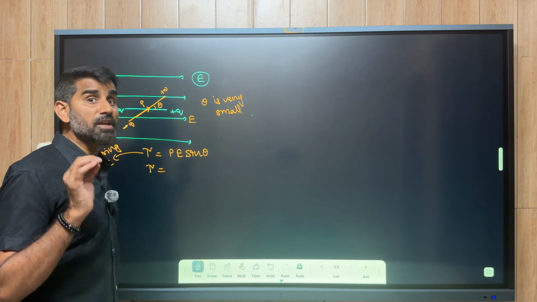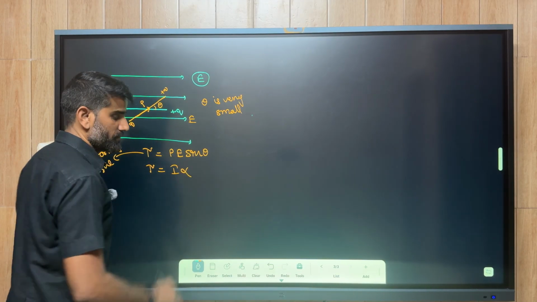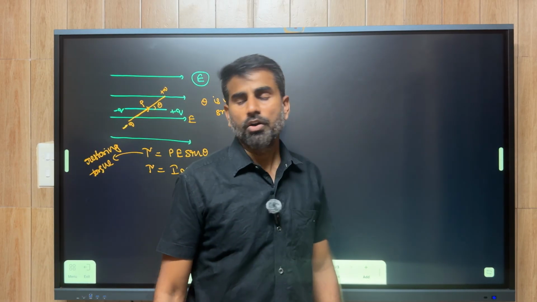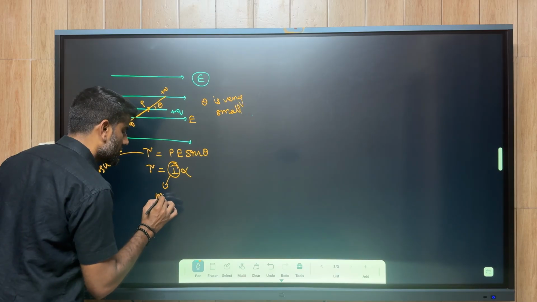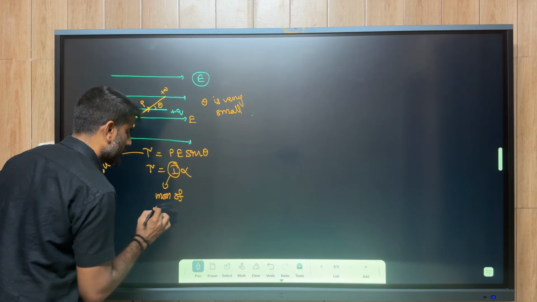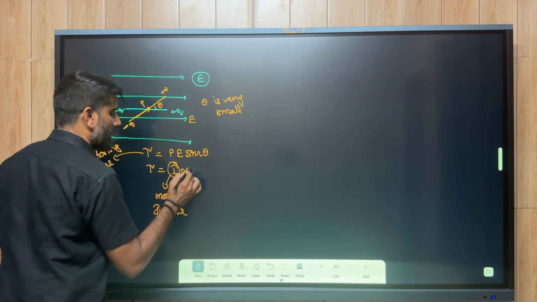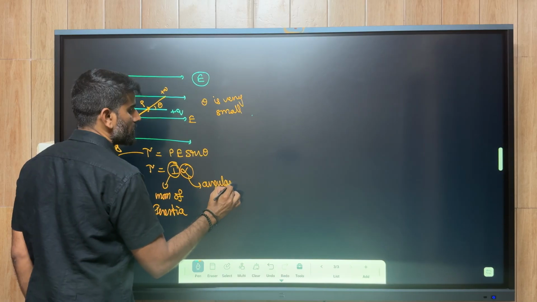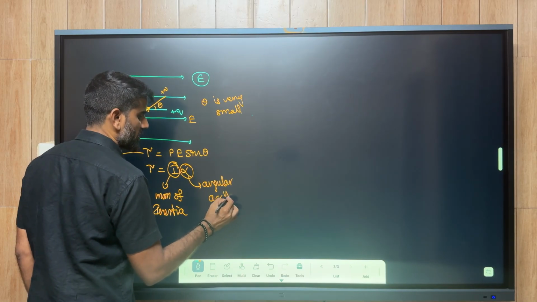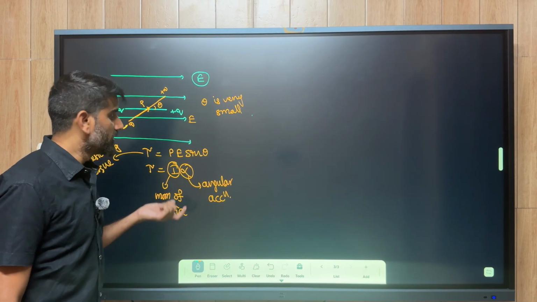The minimum torque that I have created is torque tau is equal to I into alpha, where I is moment of inertia and alpha is angular acceleration. So this is the torque that I have created.